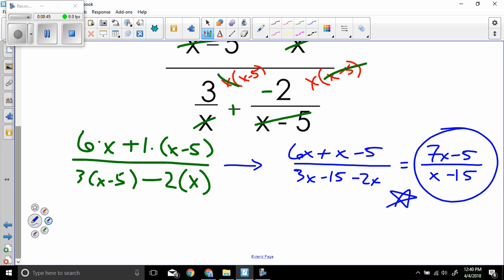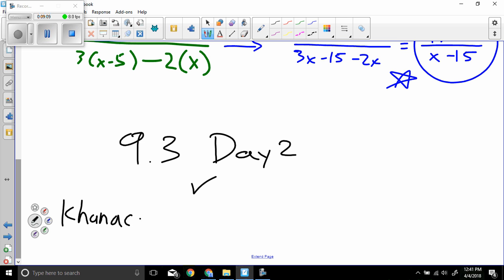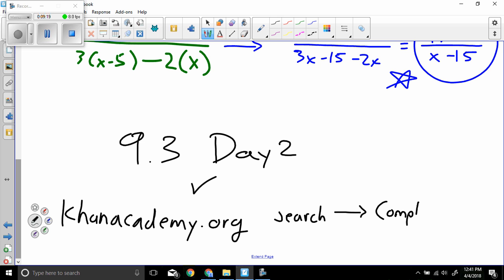And that completes the notes for 9.3. This is, again, 9.3, day 2. If you need extra examples, please check my notes posted online. Also, feel free to visit khanacademy.org and search complex fractions. There are a lot of good videos on that.